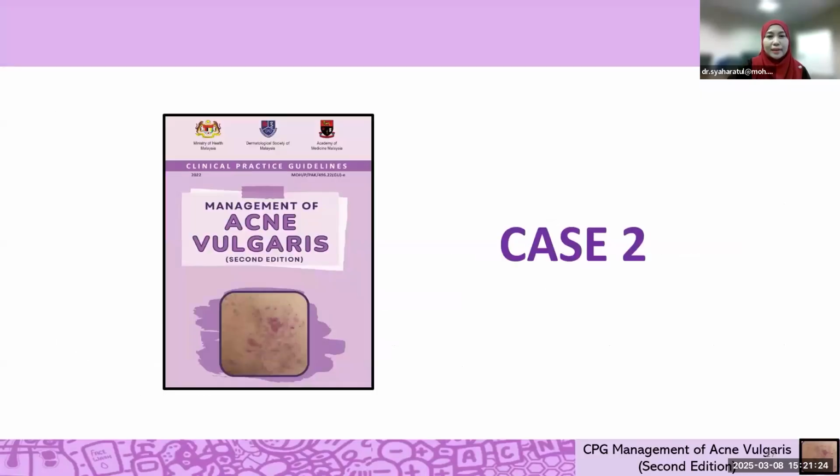Okay, so now let's look at case 2. We only put up 2 cases, so they are not difficult cases. These are the ones that will probably come to you. All the difficult cases you can reserve to us, because the more severe cases have to be managed by dermatologists, as we need to prescribe isotretinoin.